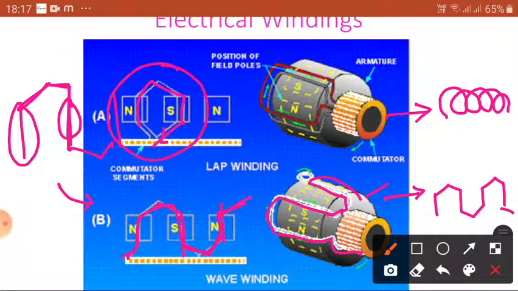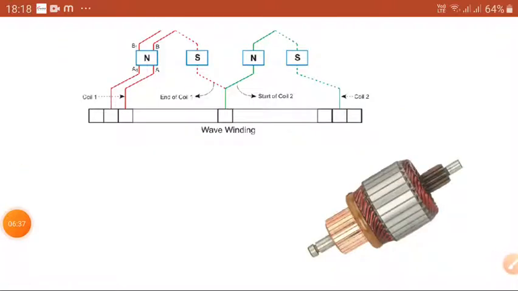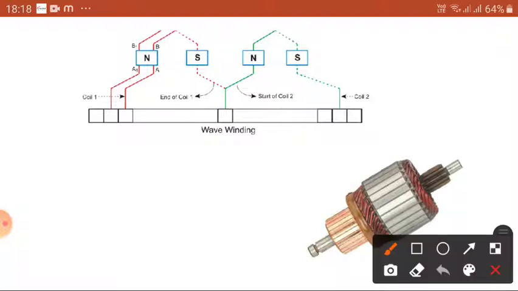So what is the definition of the wave winding? Let us see. You can observe here, the finishing end of one armature coil is connected to the starting end of the other armature coil at a commutator segment some distance apart, not the subsequent commutator segment. Here you can observe, let us assume this is one commutator segment here. This is one commutator segment. For example, we started here.